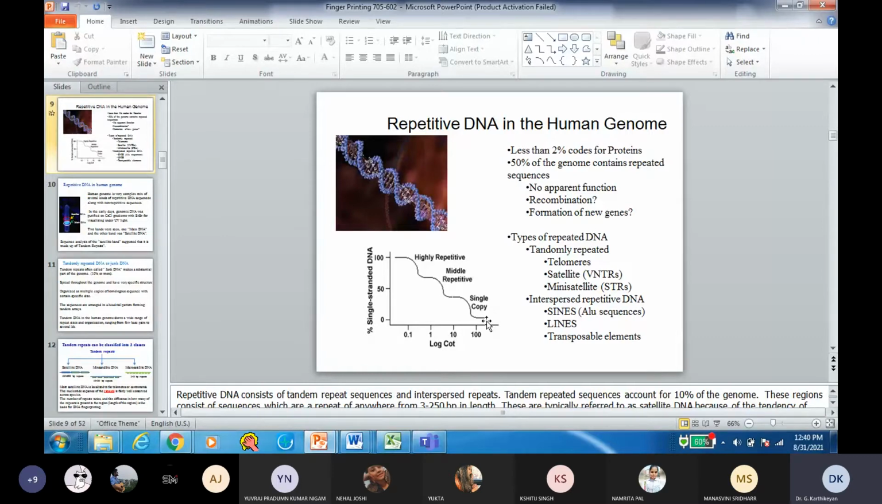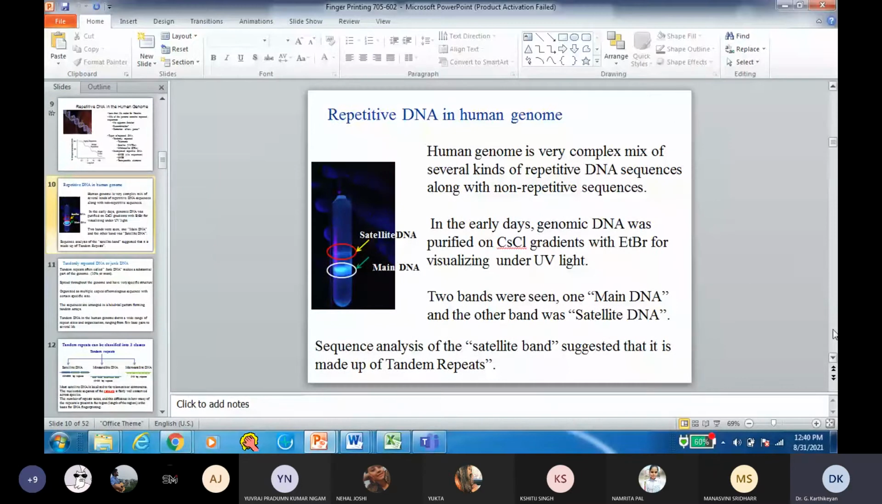So you still have to realize that the human genome is extremely complex. And in spite of the fact that we have sequenced the entire genome, we understand very little of it. That's the crux of it, when everybody thought that human genome sequencing would result in all kinds of information. No, I think we are not there yet. So the human genome is a very complex mix of several kinds of DNA sequences, along with non-repetitive DNA sequences. It has lots and lots of repeats, but you also have non-repetitive sequence.